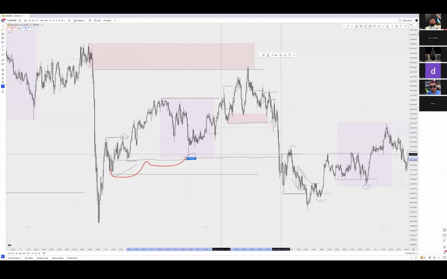Yeah, and plus I wouldn't really classify this as a liquidity block or anything. You get what I mean? So it's not like an area that I would be too interested in, like taking anything from. You get what I mean?